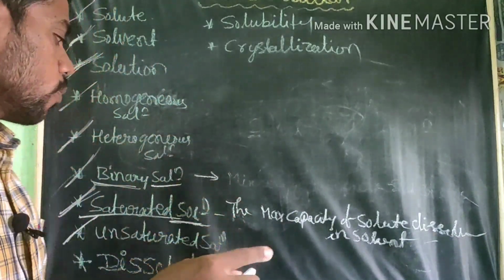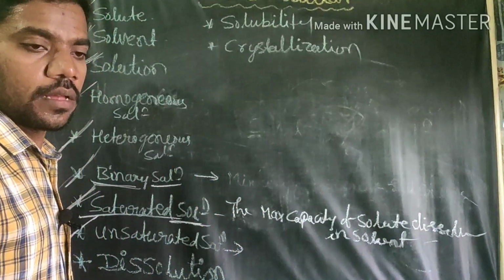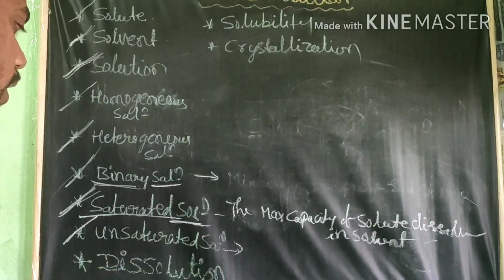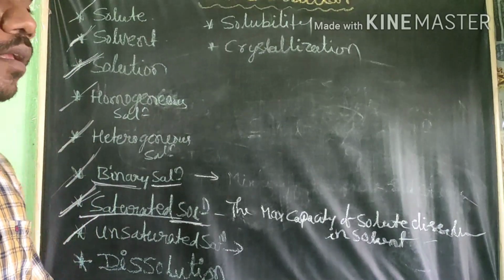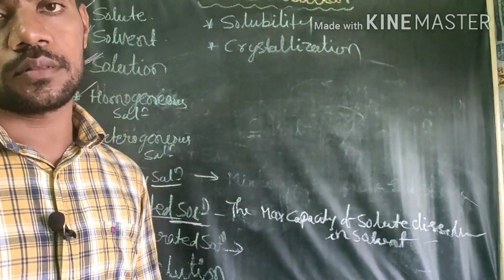Therefore it is not soluble. They exceed the solubility. This is what unsaturated solution is: the maximum capacity in which the solute is not soluble.